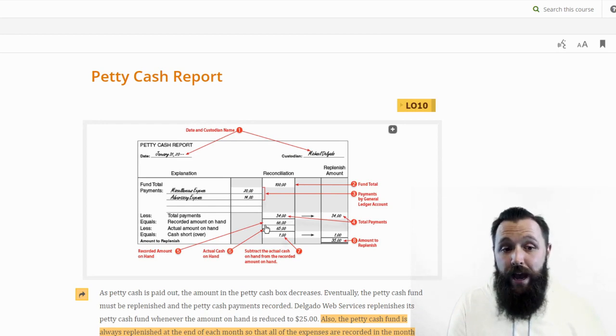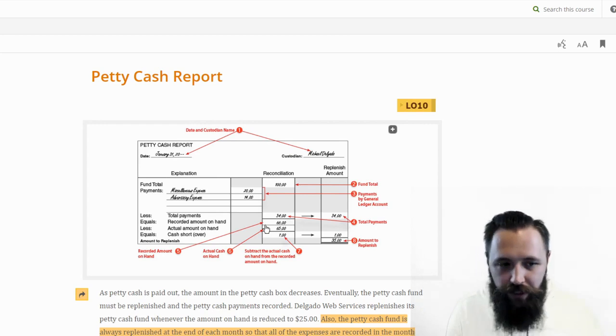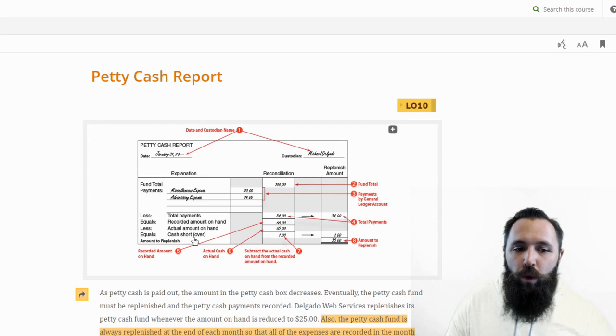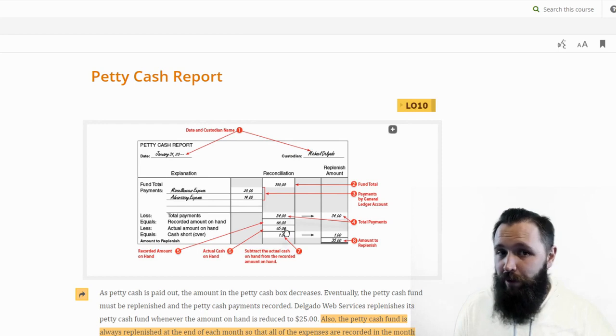So do we have more money or less money than we're supposed to? Well, we have $1 less than we're supposed to. We lost $1 in the petty cash fund. So what do we do? We subtract the recorded amount on hand, or we find the difference actually, because it could be positive. So we find the difference between the recorded amount on hand and the actual amount on hand. And here we have a cash shortage of $1.